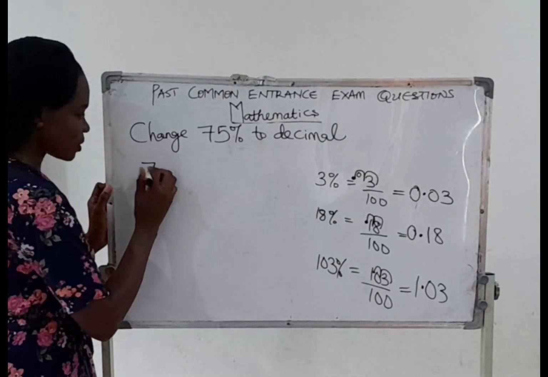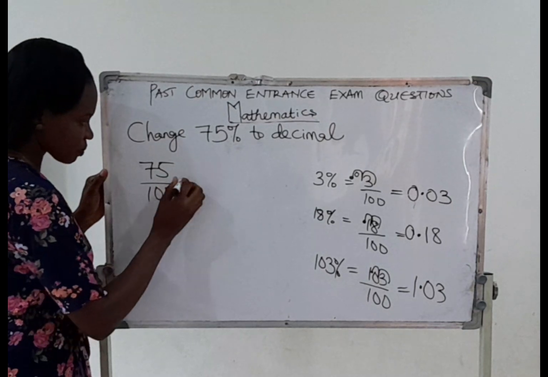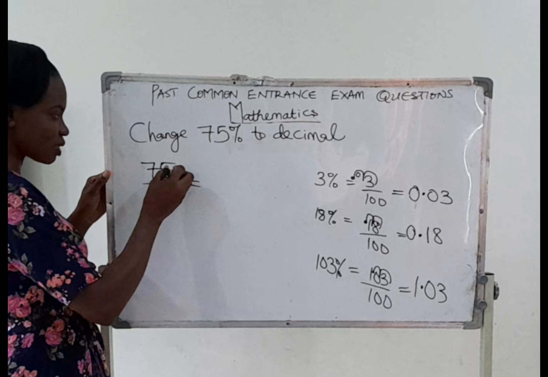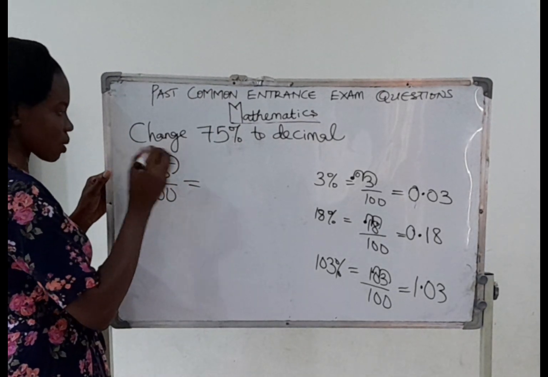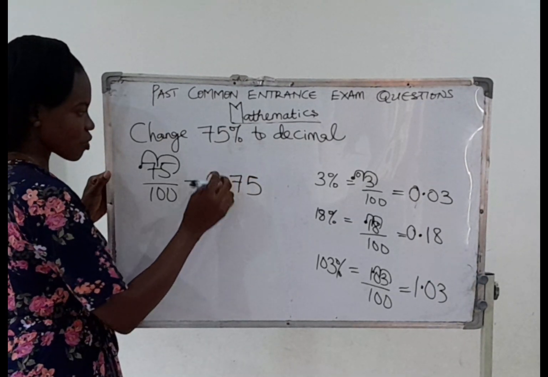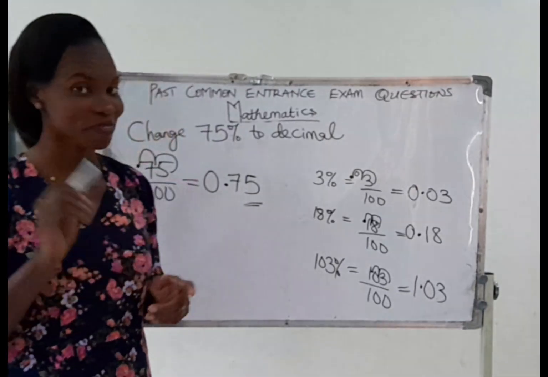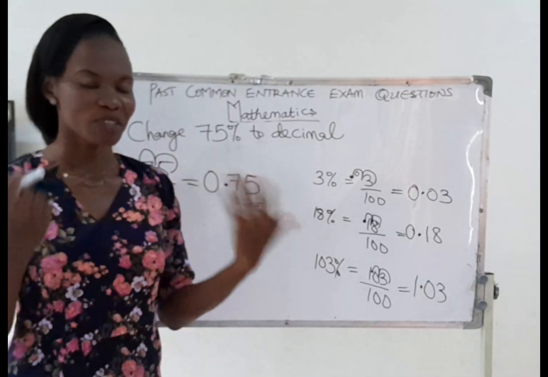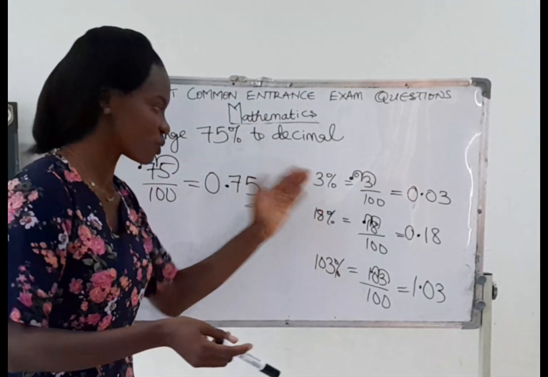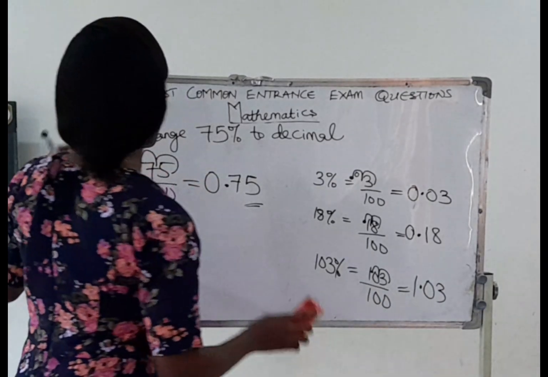So let's do 75%, which means 75 over 100. If we do the same thing, 100 has 2 zeros, so we'll move back 2 places. So we have 1, 2, and put our point. So I have 0.75. Isn't that very simple? Very simple. So you can be asked to change 85% to decimal, or change 13% to decimal. Just follow this method. Easy. Alright, so let's go to the next question.